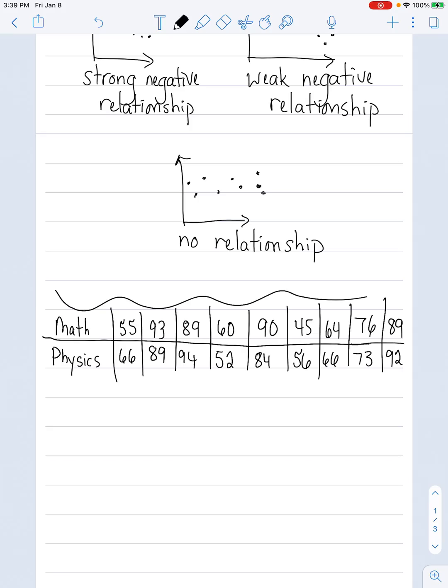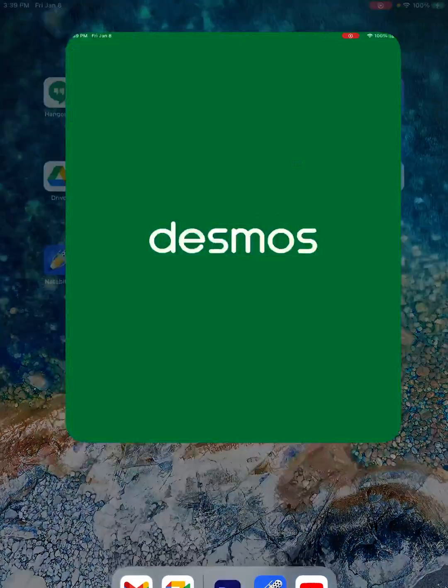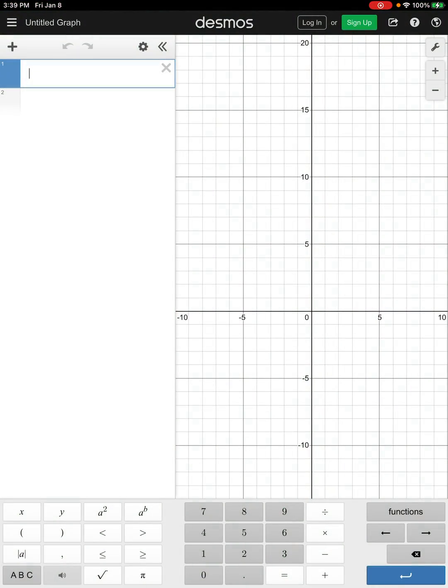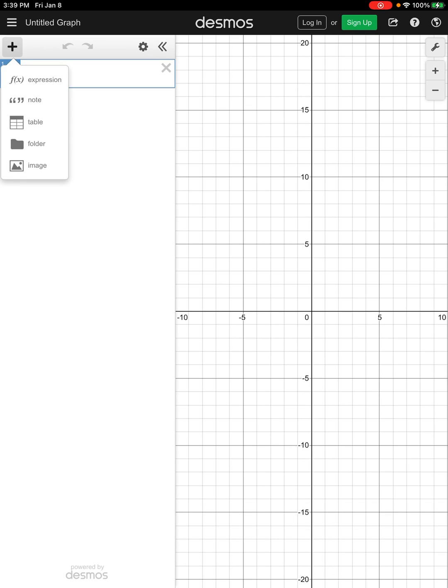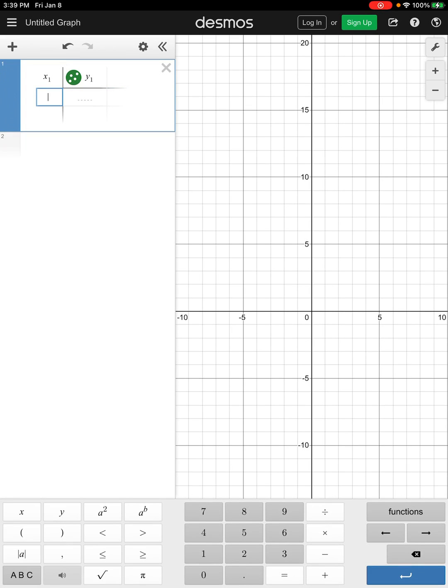their math and their physics grades. But haven't we used our graphing calculator and graphed lines before? So let's do that now, except we'll just have points. So I'm going to go into Desmos, click the plus, and I want to create a table. And now I'm going to enter those.